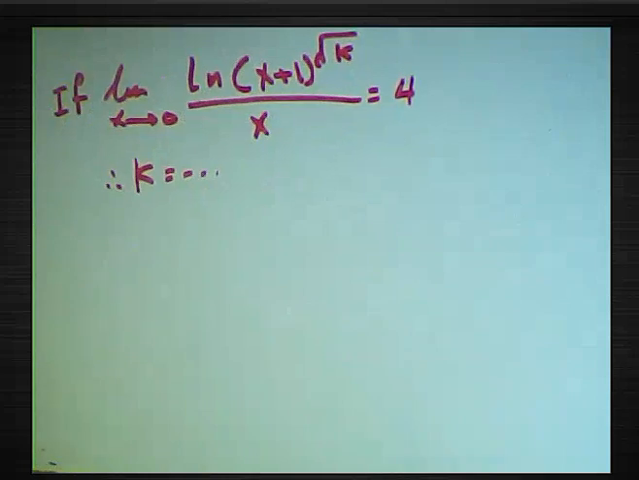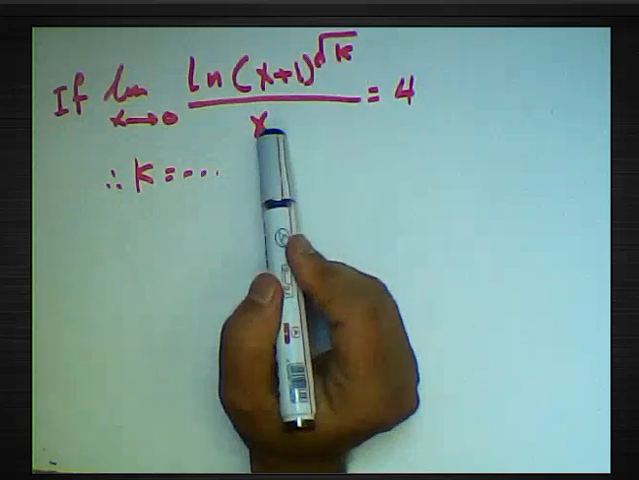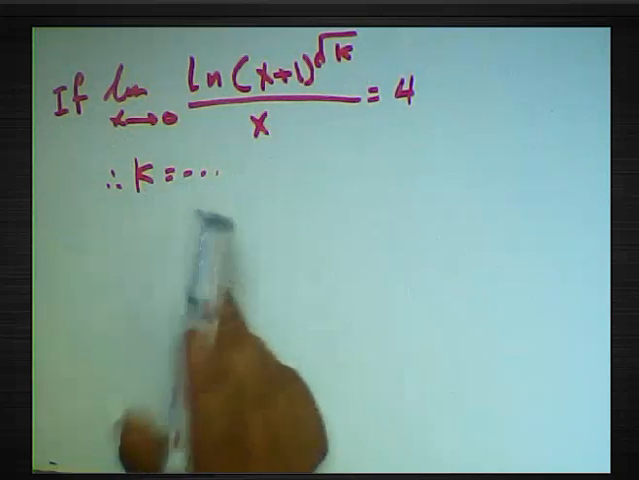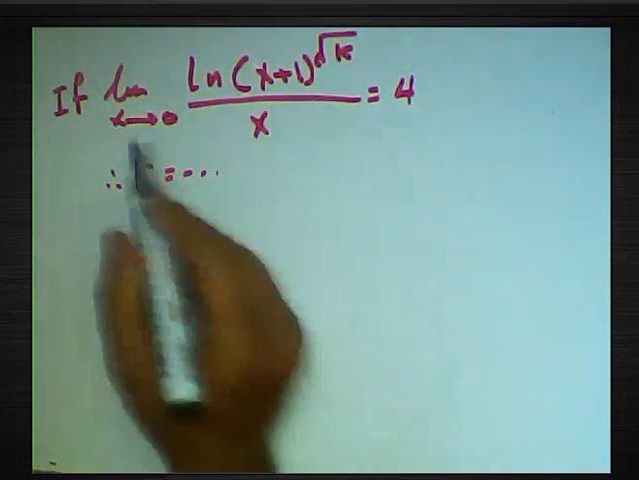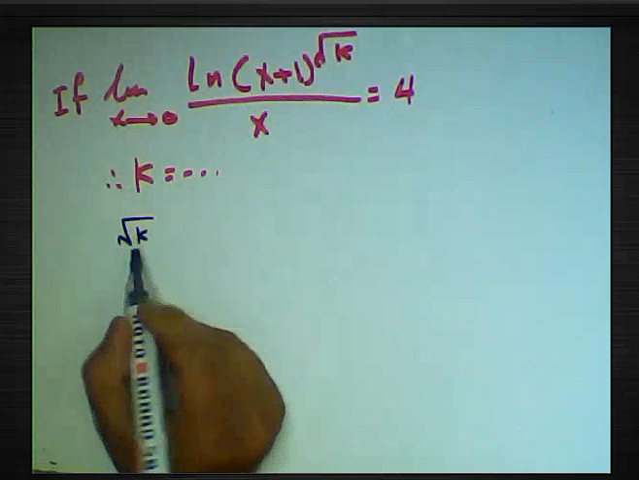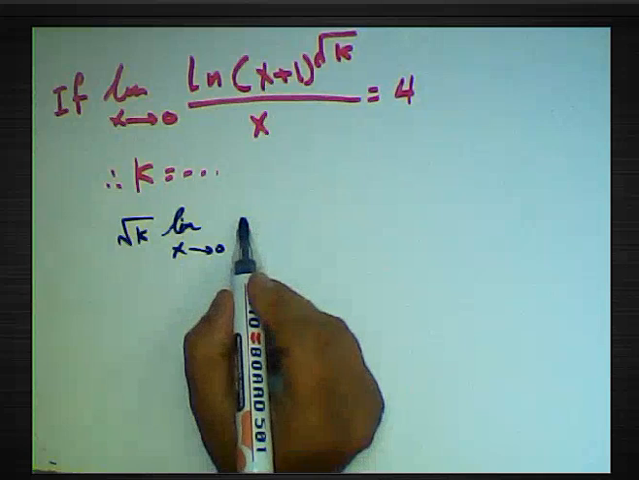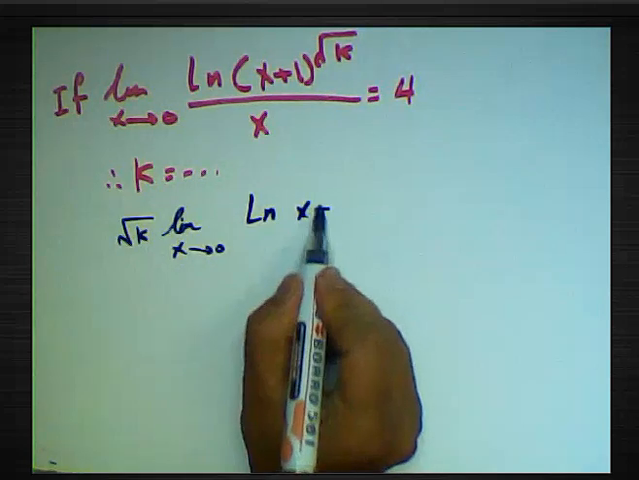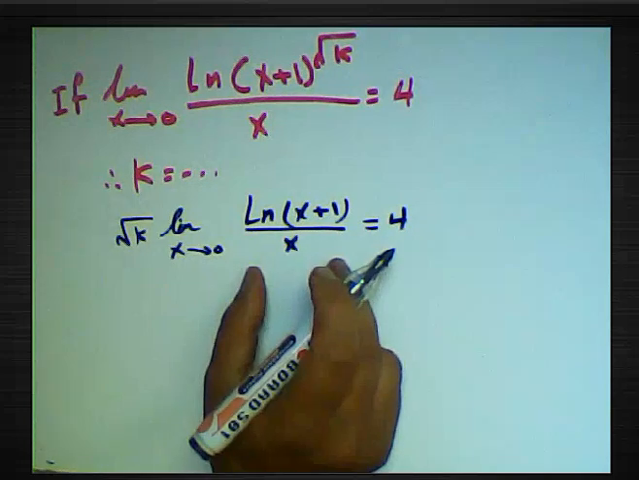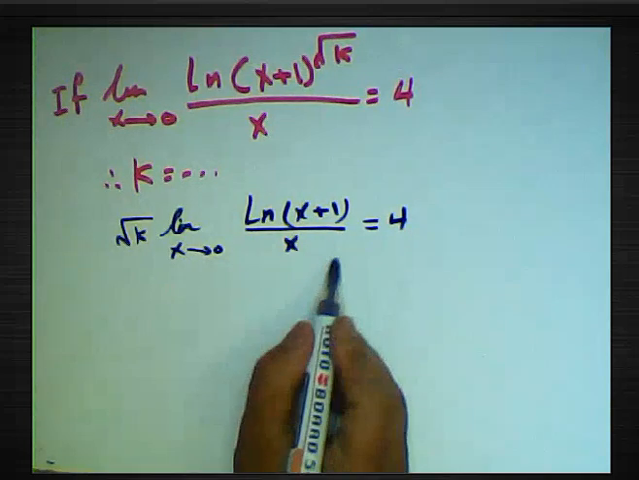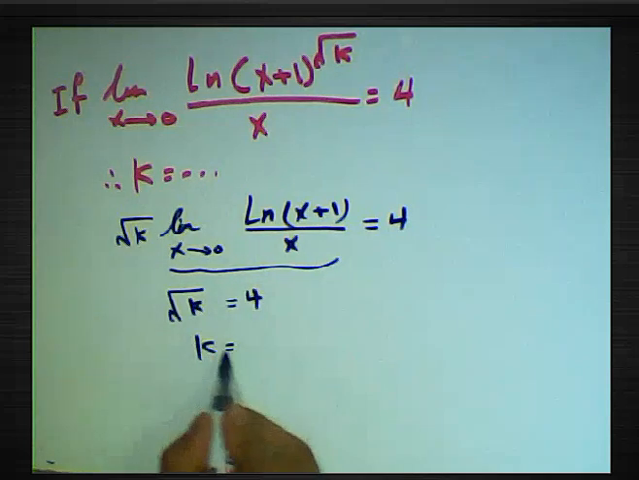If the limit when x approaches 0 of (x plus 1) all to the power root k over x equals 4, then k equals what? We can drop the power here and you will get the rule. If you drop it, it's outside root k multiplication by the limit x approaches 0 of ln(x plus 1) over x, it will be equal to 4. It's the rule. The result here will be 1 for this limit. 1 times root k, it will be root k equals 4, then k equals 16.